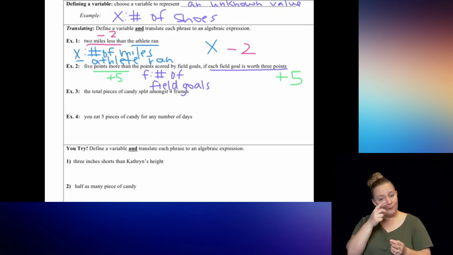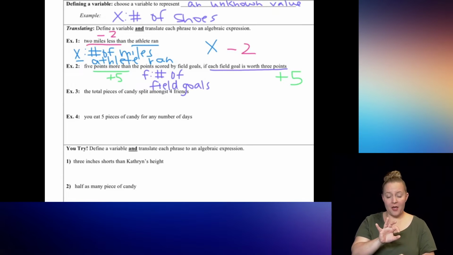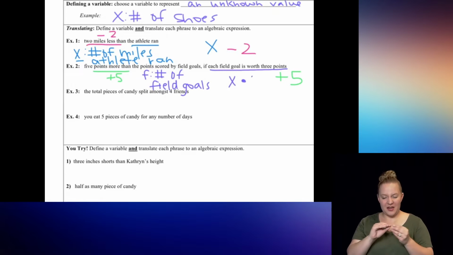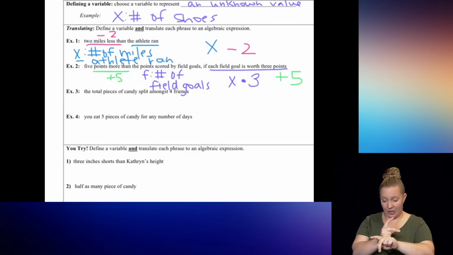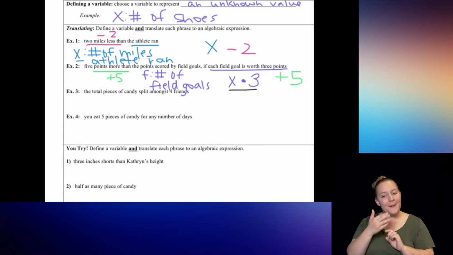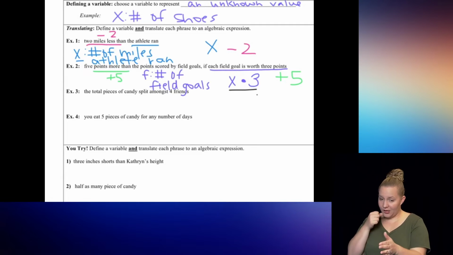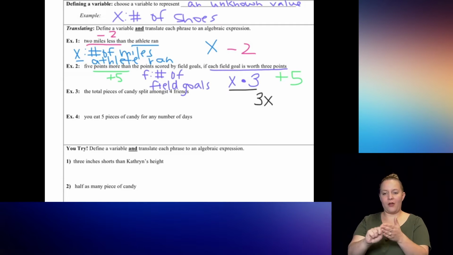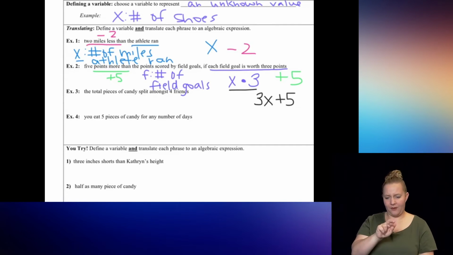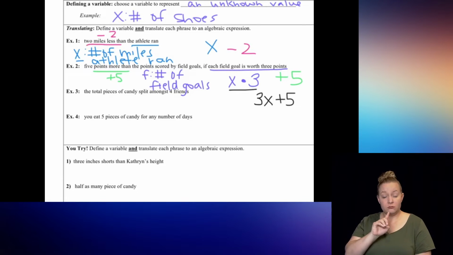So because our number of field goals is our unknown, I know that that's like me saying the number of field goals and then times 3 for how many points you would get for each one, and then plus 5 more because that was in that expression as well. But an even better way to write this x times 3, like we learned yesterday, is just to switch these around and write 3x and then plus our 5 field goals. But remember, this defining a variable is extremely important for this translation.